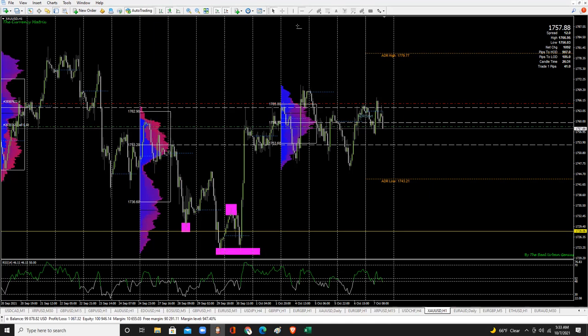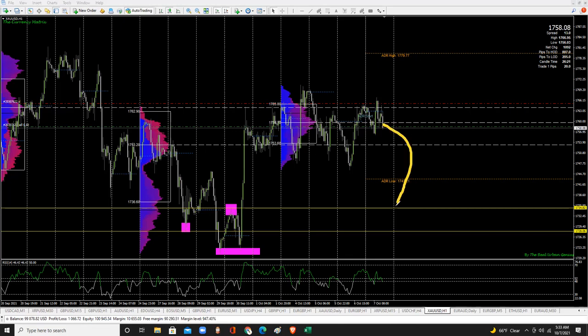All right, so ultimately, if we lock out that structure, it lies here and here. So ultimately, we can take gold to here or here. That's why I've got my target level set at 1730 and 1725, right in that area. Everybody following me?